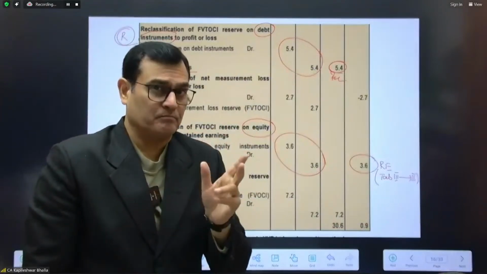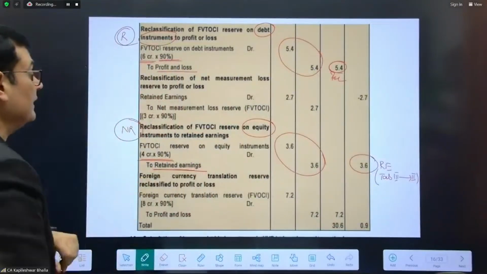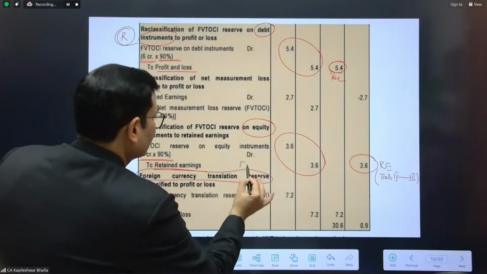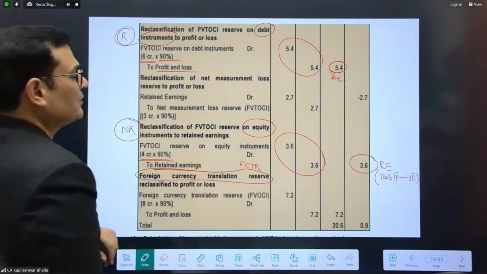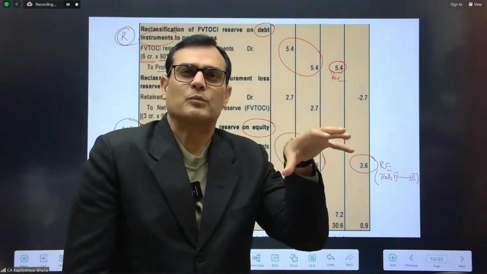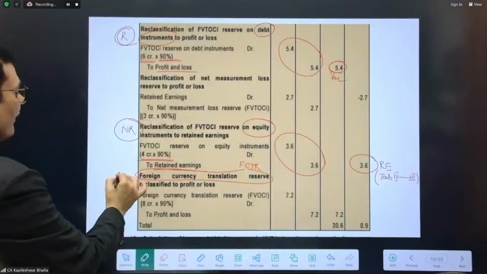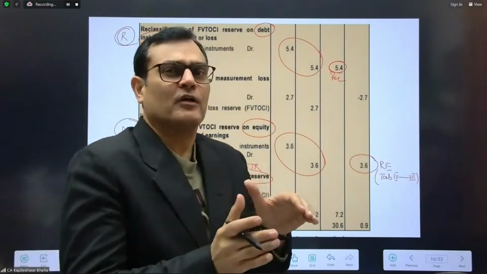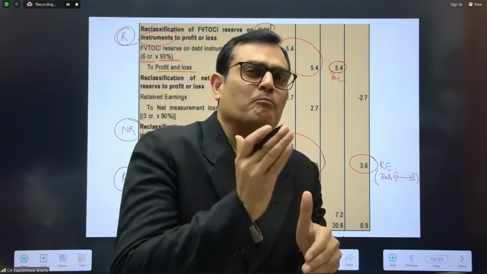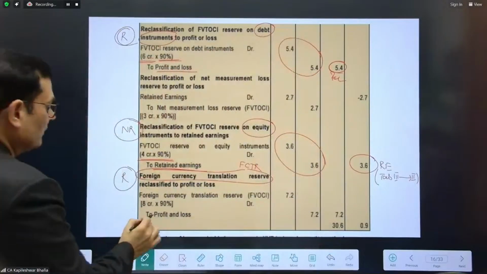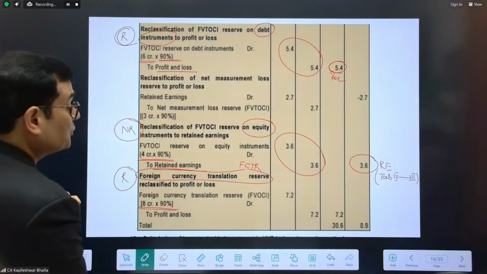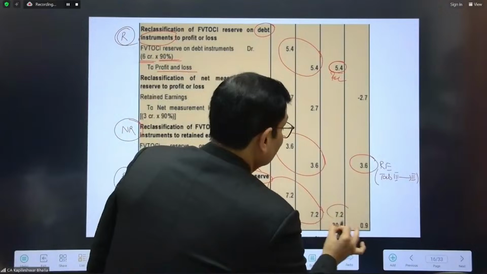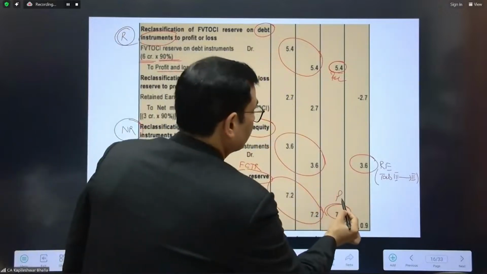Then there was another case, under Ind AS 21, the FCTR balance, the foreign currency translation reserve. This is the balance which is there in terms of Ind AS 21, which is again a case of R. It is again a case of recycling, and when it is a case of recycling, you need to push that amount back to the P&L. So whatever is the accumulated balance, 8 crores into the parent share, 90%, is taken to the P&L. So we have taken this 7.2 to the profit and loss account again.